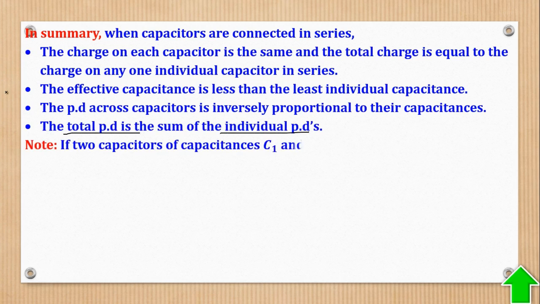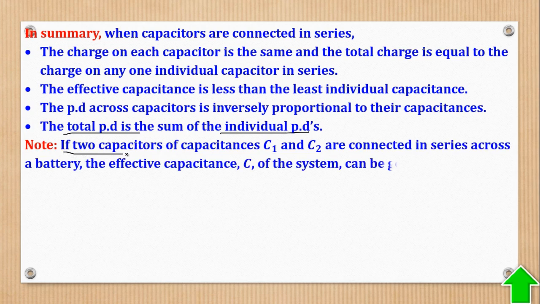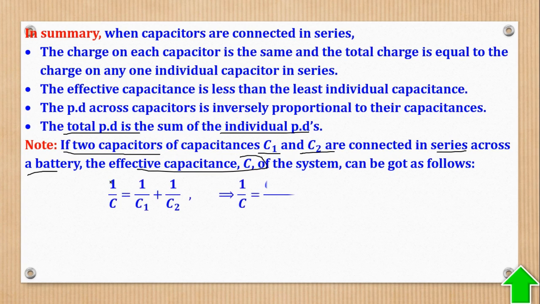Then, like I told you, there's a special case if there are 2 capacitors in series. So if 2 capacitors of capacitances C1 and C2 are connected in series across a battery, the effective capacitance C of the system can be got as follows. We still use the same formula: 1 over C is equal to 1 over C1 plus 1 over C2.